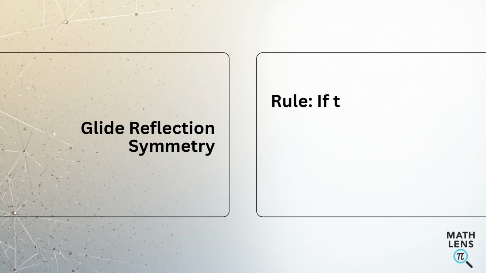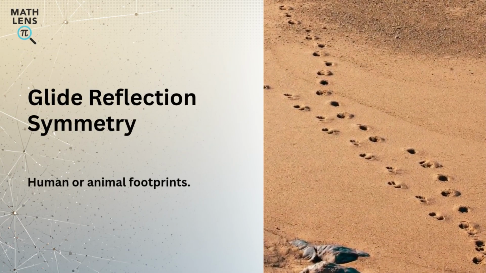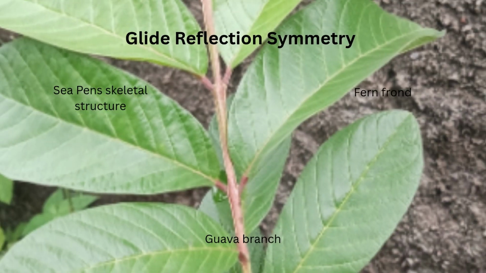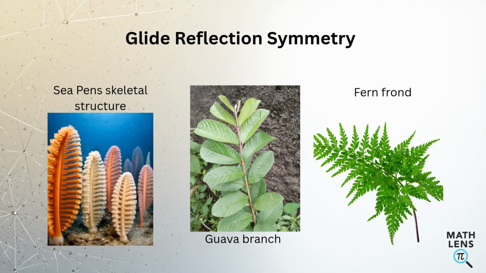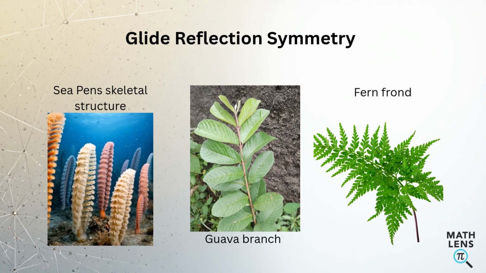Glide reflection symmetry combines translation and reflection, shifting and mirroring an object simultaneously. Examples include human or animal footprints, which repeat and mirror each step, and the skeletal structure of sea pens, as well as the branches of guavas and the fronds of ferns. These illustrations show that glide reflection symmetry is a vibrant aspect of the natural world, beyond just a mathematical concept.